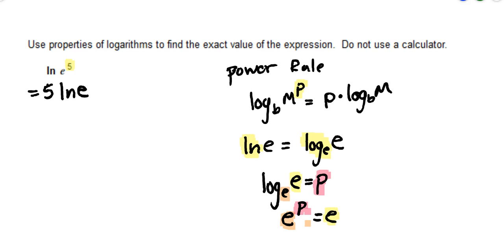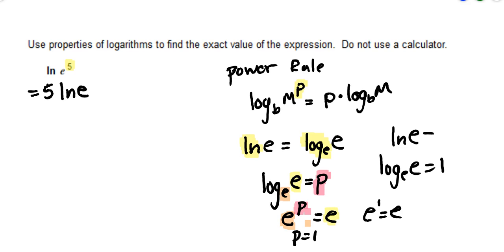So e to what power is e? That's e to the first power. E to the first power is e. So that must mean that p is 1. Log base e of e is 1. The equivalent way of writing that is natural log of e is 1. So natural log of e is 1. 5 times 1 is 5. So natural log of e to the 5th is 5.